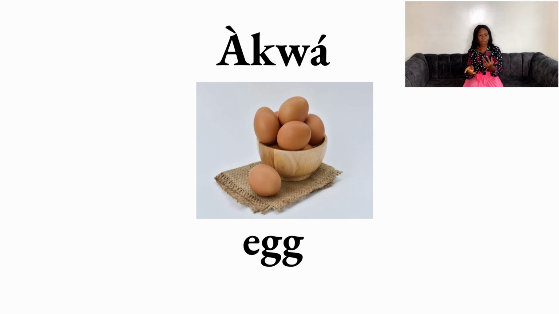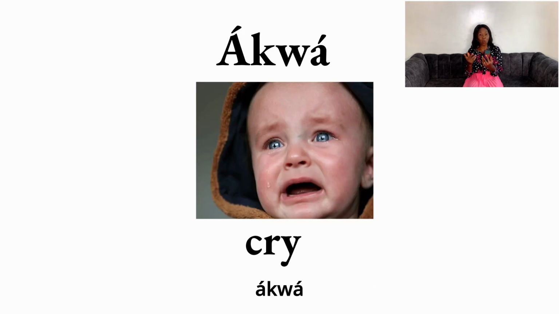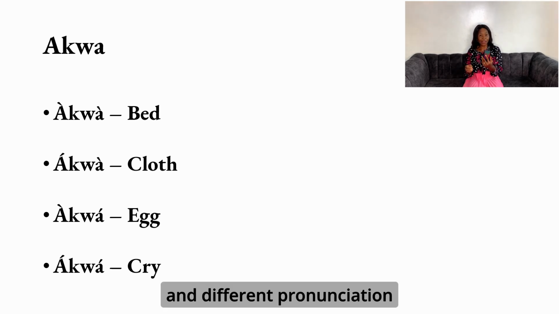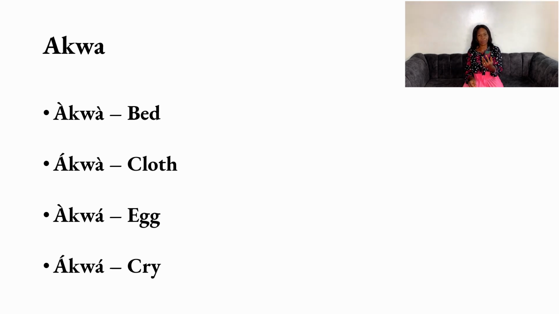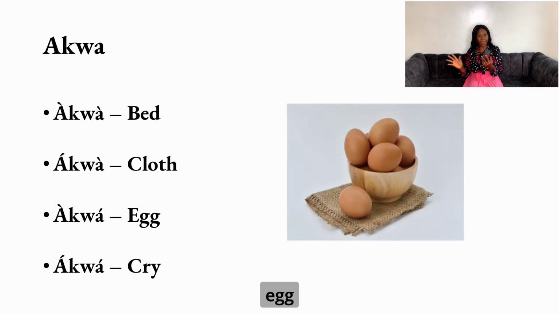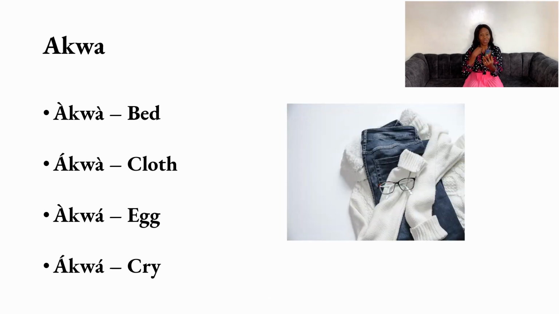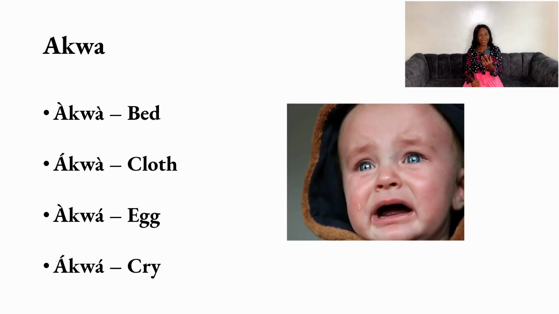Actually, there are four, but the other one is abstract. Aka, as in cry. The four of them, the same spelling, different meaning, and different pronunciation, different sound. So we can always identify them with their tone marking. Aka, egg. Aka, bed. Aka, clothes. Aka, cry.